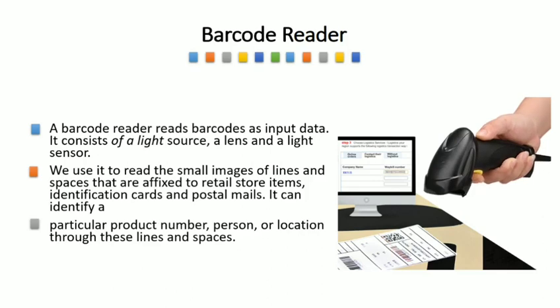I think you have seen this device in a shopping mall. After shopping, when we go to the billing counter, they use this device to generate a bill. These vertical lines are called barcodes. So it identifies the product number, a person's name, or a location that can be determined through these lines. So that is the barcode reader.